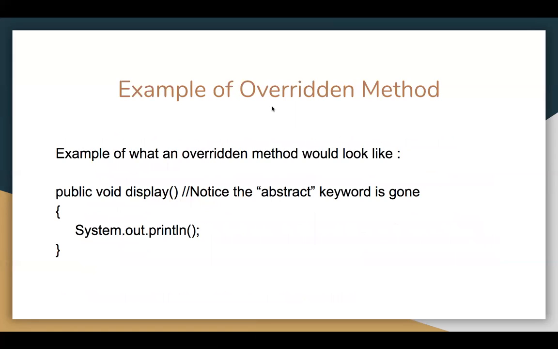So here's an example of how you might override an abstract method. If we're talking about the abstract method I gave in the example before, the display method, you can notice that when you're overriding it in a subclass, the abstract keyword is gone. It just looks like a regular method, public void display, and then you do whatever you want here.